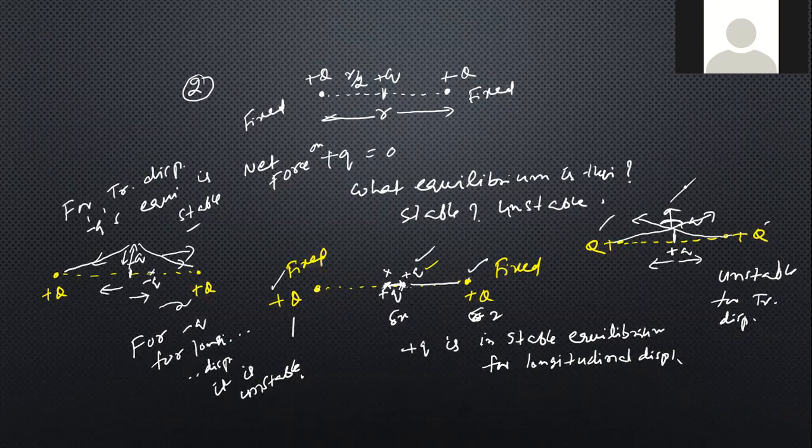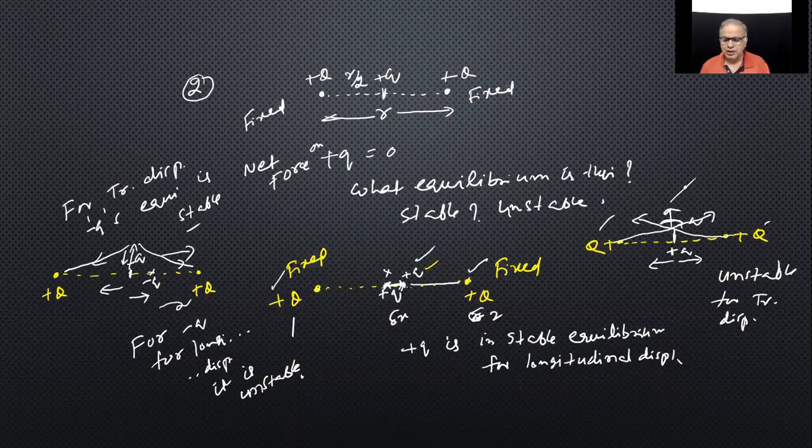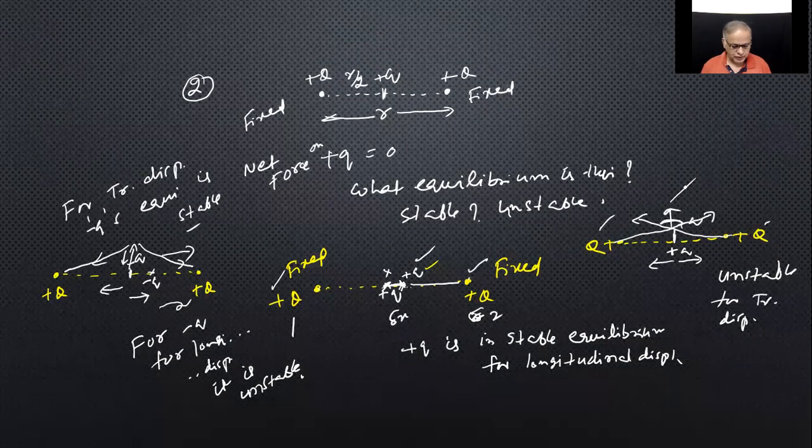So equilibrium, stable, unstable will be different for different situations. How many situations did we discuss? Four. Two charges, plus q and minus q. For each of them, whether I displace it along the line or perpendicular to the line. So accordingly, you could talk about the equilibrium.